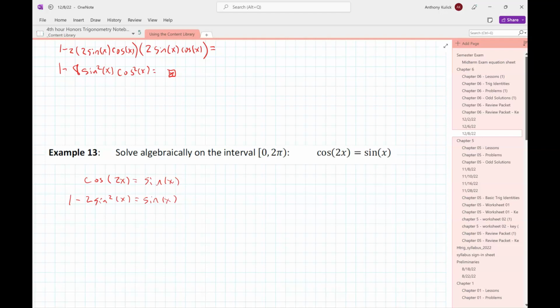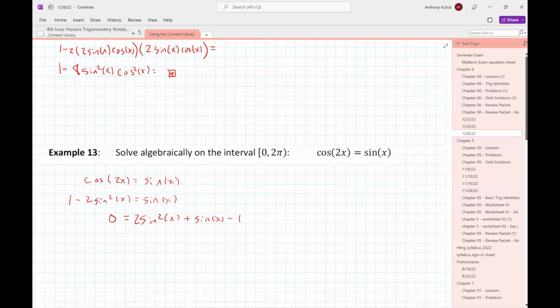And I want to do that because on my next step, the factoring can only happen if I have all the same trig function. So I'm going to move everything on one side. So I have 2 sine squared x plus sine x minus 1. So I added the 2 sine squared x over, subtracted the 1 over.